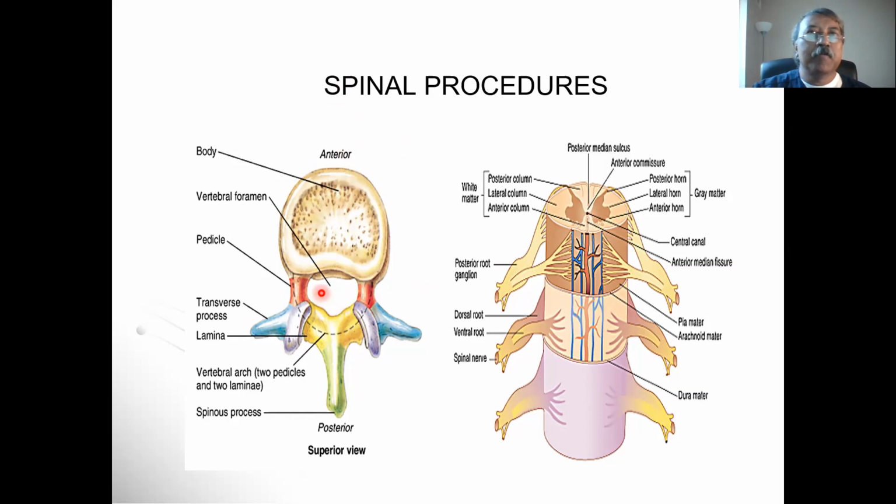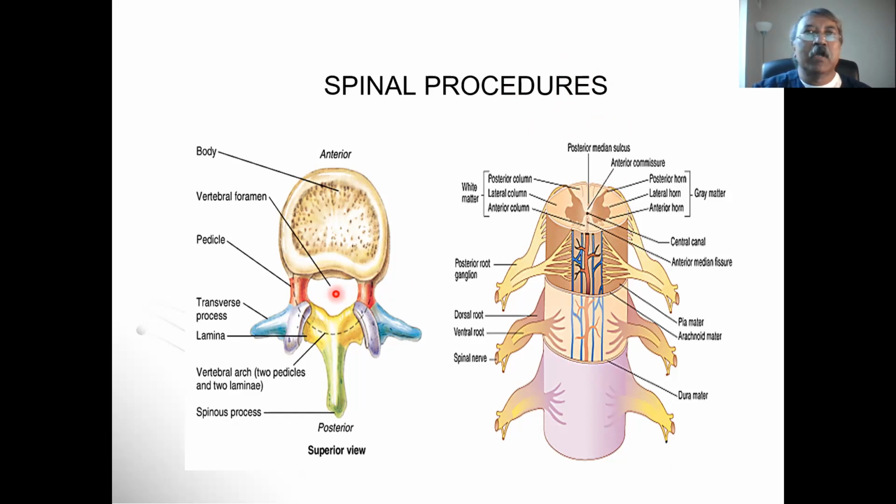Now, through them, there is a foramen. That is the vertebral foramen, through which we have the spinal cord that runs down to L1. It starts from the brainstem, at the end of the brainstem. As soon as we emerge from the foramen magnum, the hole at the base of the brain, the spinal cord starts from there, and it stops at lumbar 1.